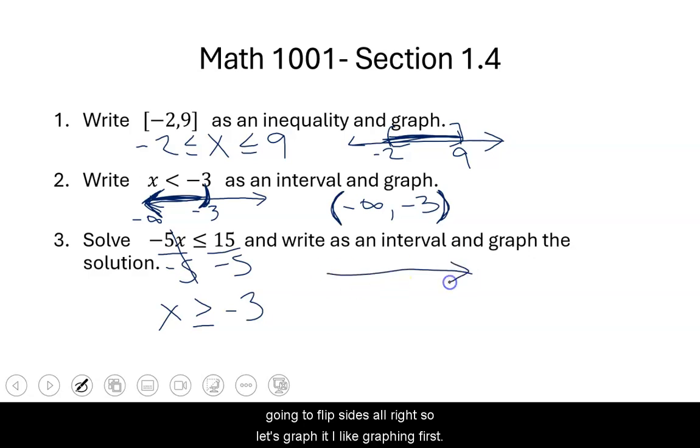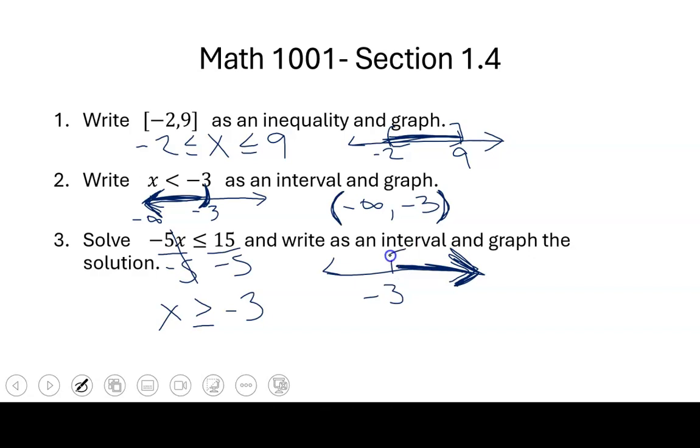All right, so let's graph it. I like graphing first. So put your number line, put your -3. Now look at our inequality. The mouth is opening up to the x, so that means the x is the largest number. So -3 is the smallest. So I'm going to shade towards the larger. And then is that going to be a parenthesis or bracket? Well, let's look at our inequality. It has that line underneath, so that means it's going to be a bracket. That extra line is the bracket.